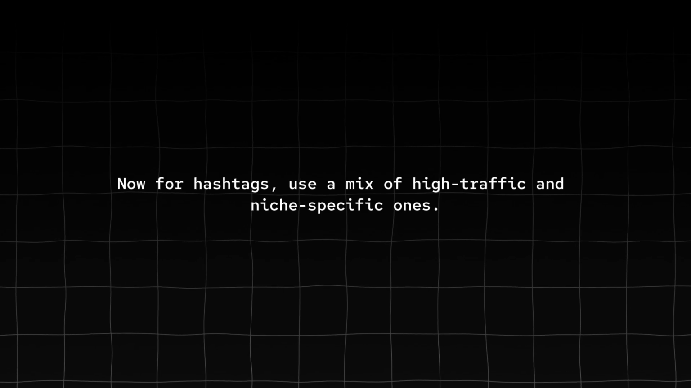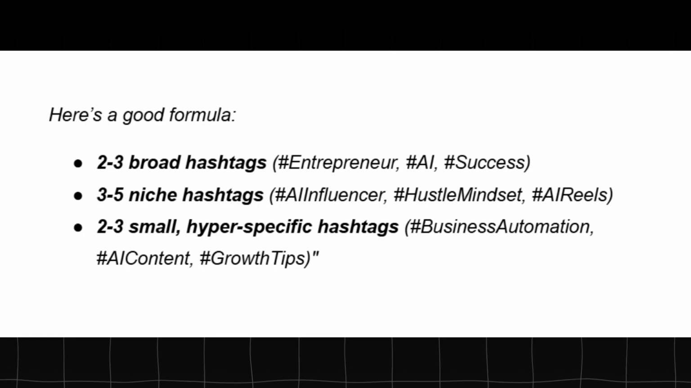Here's a good formula. 2 to 3 broad hashtags: hashtag entrepreneur, hashtag AI, hashtag success. 3 to 5 niche hashtags: hashtag AI influencer, hashtag hustle mindset, hashtag AI reels. 2 to 3 small, hyper-specific hashtags: hashtag business automation, hashtag AI content, hashtag growth tips.